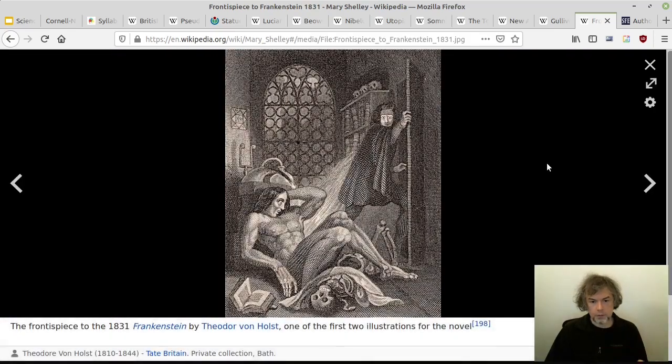So this is the frontispiece, like a beginning illustration to the 1831 edition of Frankenstein, which you're reading. The digital copy is from Project Gutenberg. And so we have some of the principal characters here. We have Victor Frankenstein, and we have the creature that he has made here on the floor. And we see bones, books, some apparatus here in the background, a bookshelf. We have these skulls here on the top.